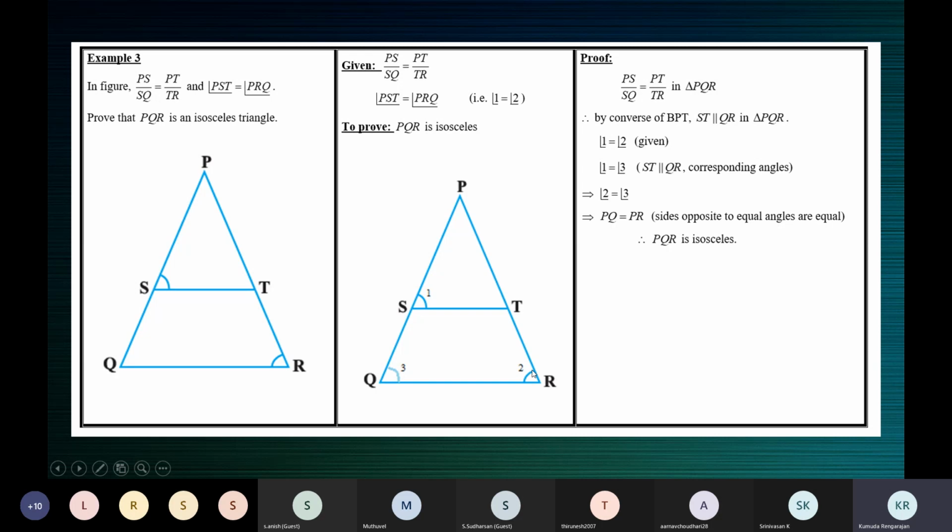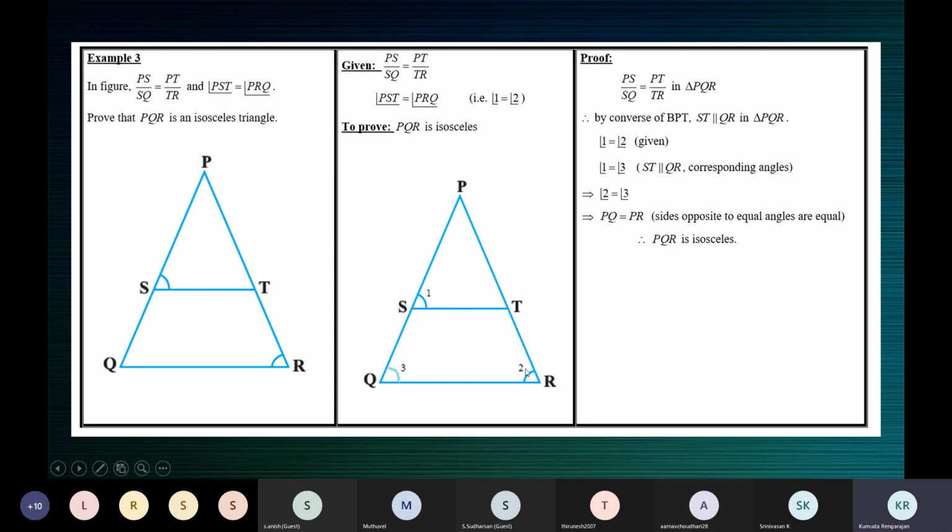1 is equal to 2 is given. So we just have to prove that 1 is equal to 3. 1 can be equal to 3 only if ST is parallel to QR, because 1 and 3 by position are corresponding angles. They'll be equal when ST is parallel to QR. And ST is parallel to QR by converse of BPT. That means angle 1 is equal to angle 3. Corresponding angles are equal.